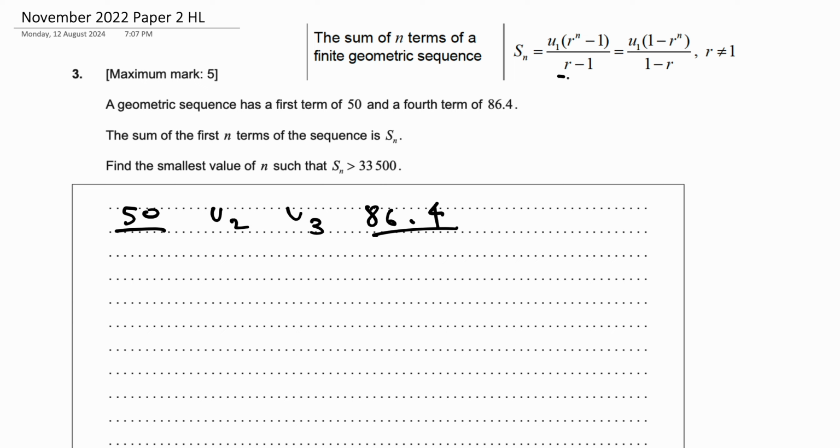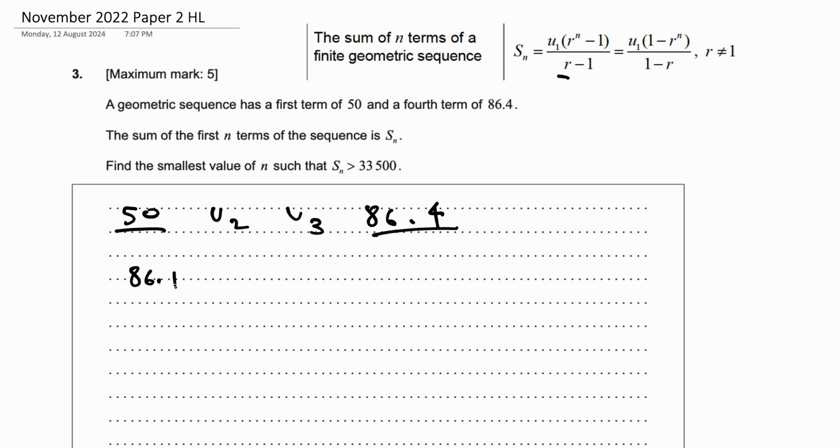In this formula, we see that we need an r. r is the common ratio. But how do we find this common ratio? Generally, we divide two terms which are next to each other. In this case, there are no two terms next to each other. We have 86.4, which is 3 terms away from 50. However, we can still find the common ratio from this, and I'll show you how.